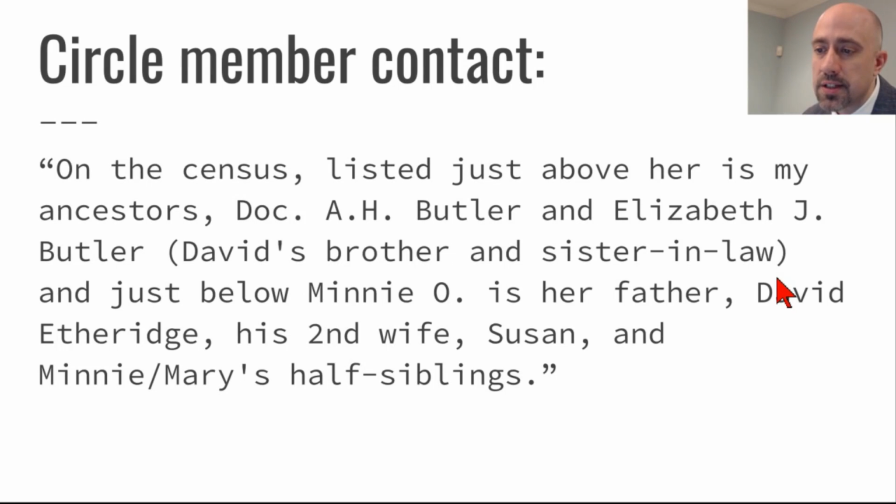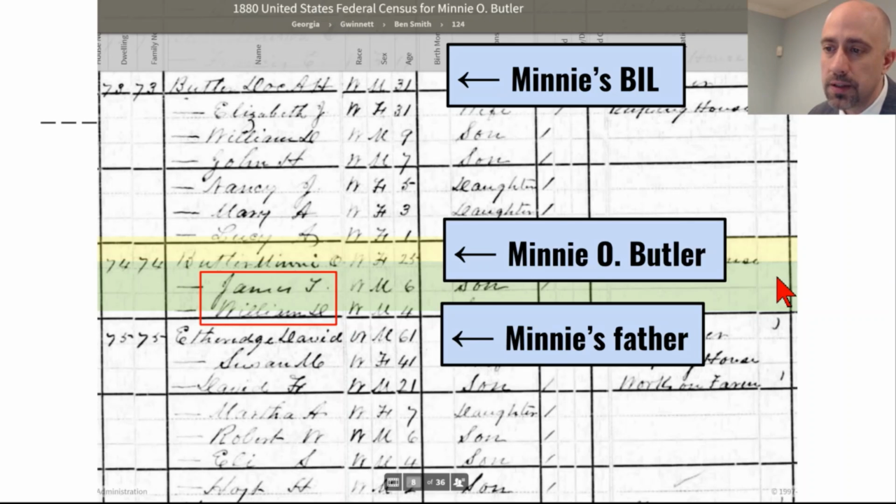On the census listed just above her are my ancestors Doc A.H. Butler and Elizabeth J. Butler, David's brother and sister-in-law. And just below Minnie O is her father, David Etheridge, his second wife Susan, and Minnie/Mary's half-siblings. And this is the census document that Keith so kindly pointed out.